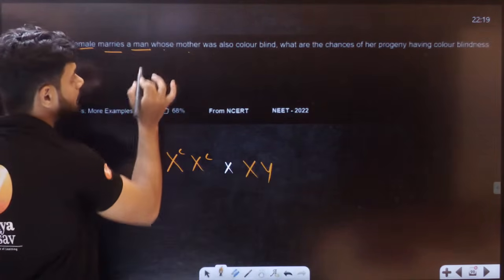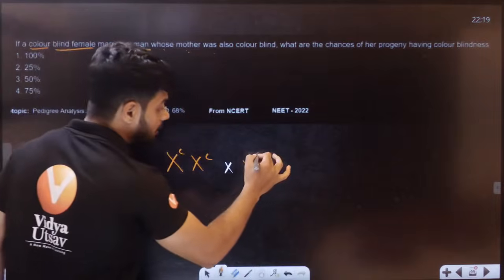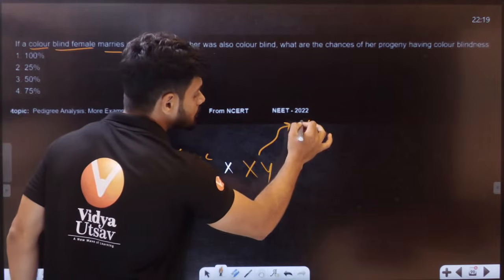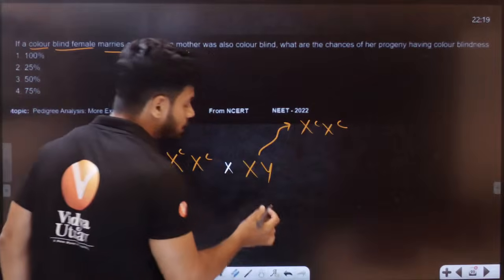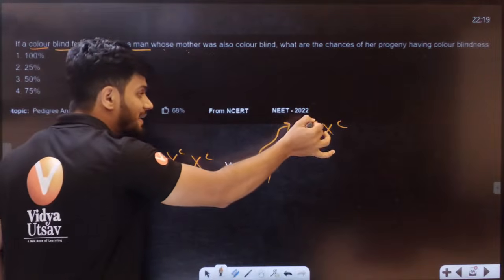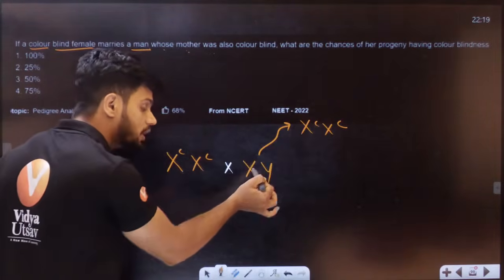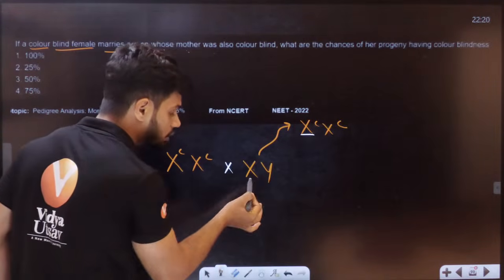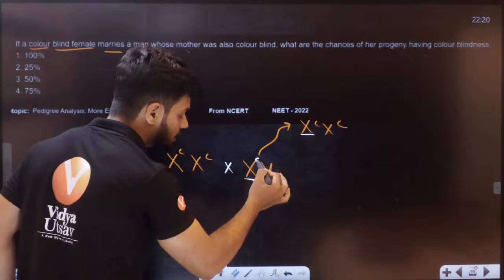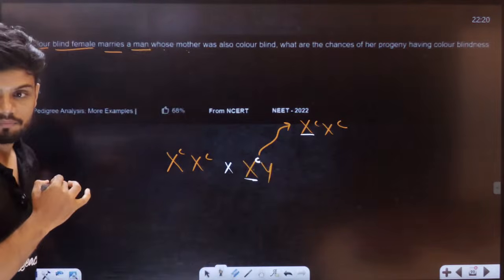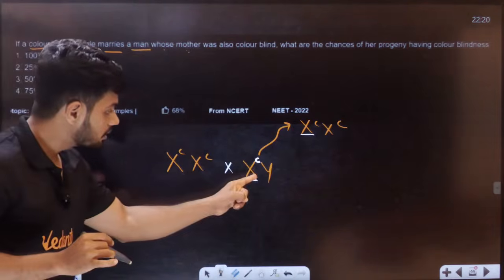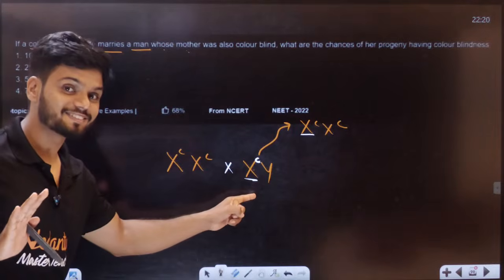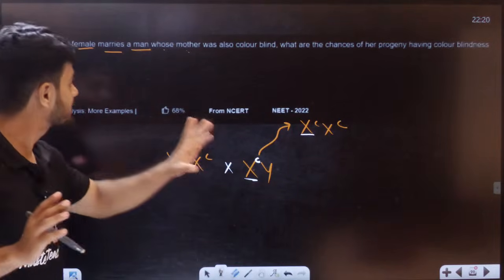This is the man here, whose mother was also colorblind. His mother was colorblind. So if this mother was colorblind, can he get this X chromosome from here to here? Yes or no? So he can inherit this X chromosome from here to here. So he gets the C. He also gets the C. So in that case, this person also becomes colorblind. Yes or no? This person also becomes colorblind right now.